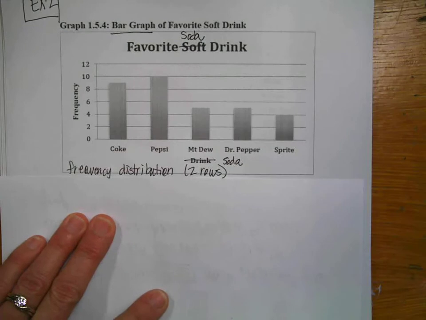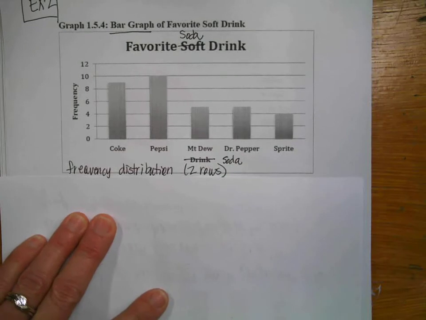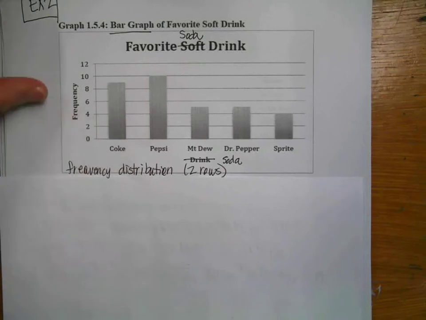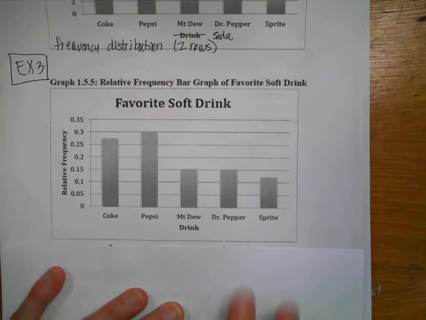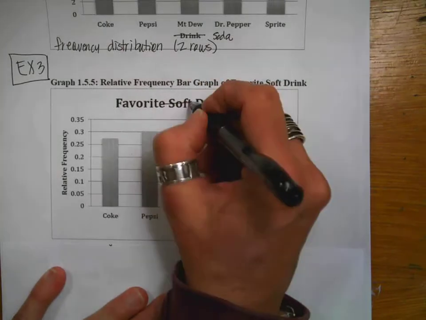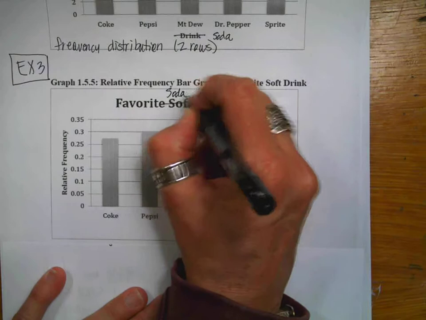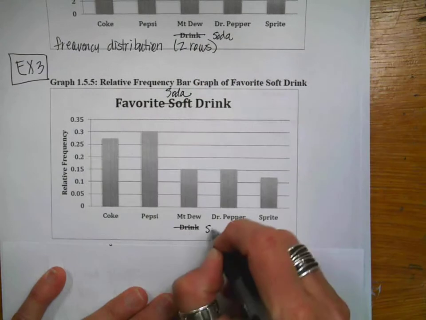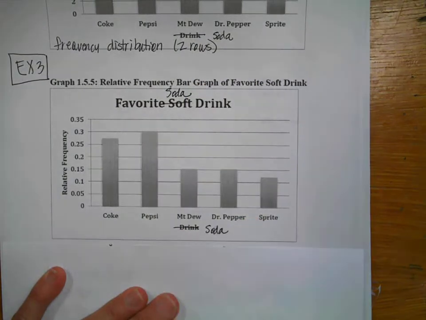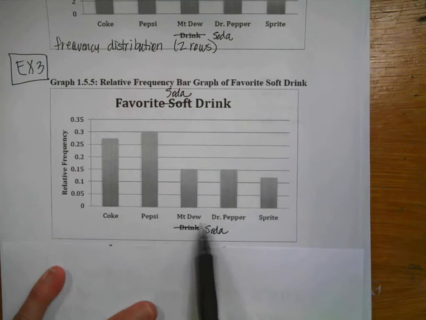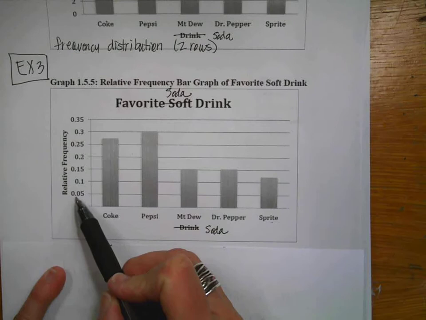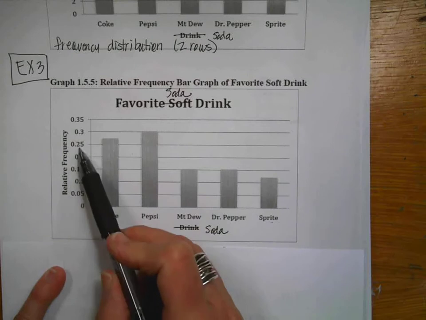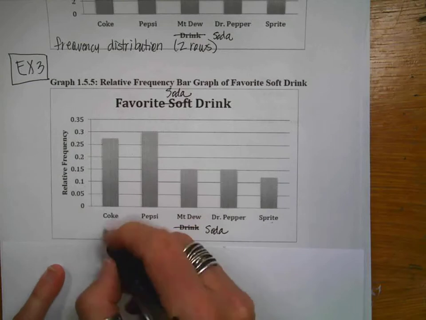So then if you'll remember, we added a third line and we did a relative frequency. So that's going to be our next bar graph. Again, it's very similar. I would change that to soda just because I'm a little bit anal, and I would change this to soda. And again, here's our choices: Coke, Pepsi, Mountain Dew, Dr. Pepper, Sprite. And then these are the frequencies that we found, and they've written it down as a decimal.